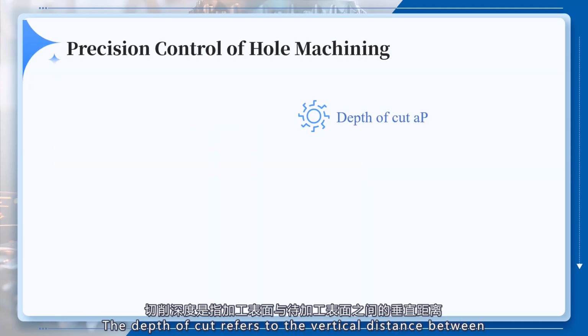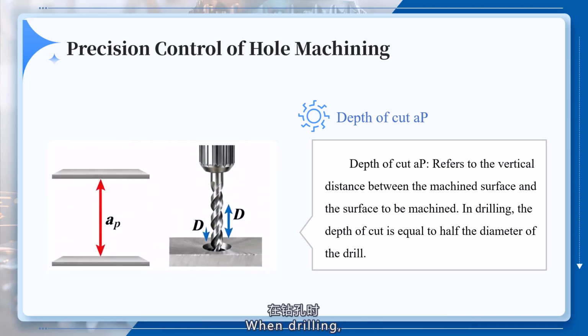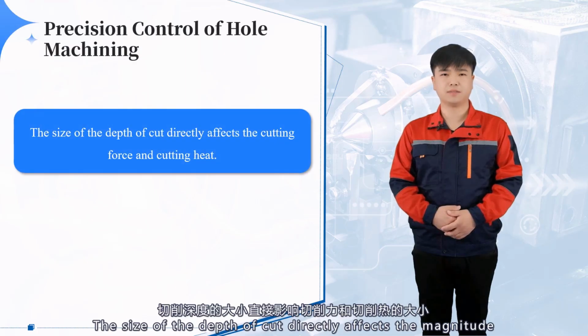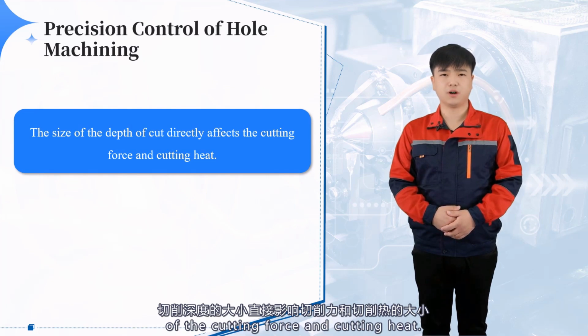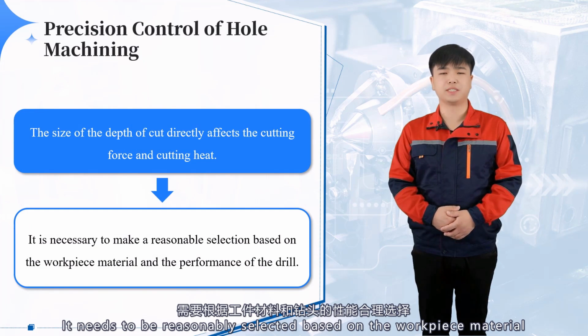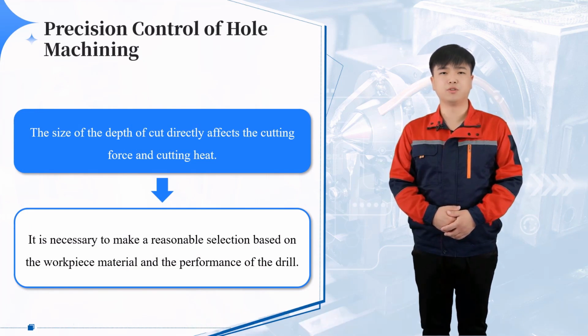Depth of cut ap. The depth of cut refers to the vertical distance between the machined surface and the surface to be machined. When drilling, the depth of cut is equal to half the diameter of the drill bit. The size of the depth of cut directly affects the magnitude of the cutting force and cutting heat. It needs to be reasonably selected based on the workpiece material and the performance of the drill bit.